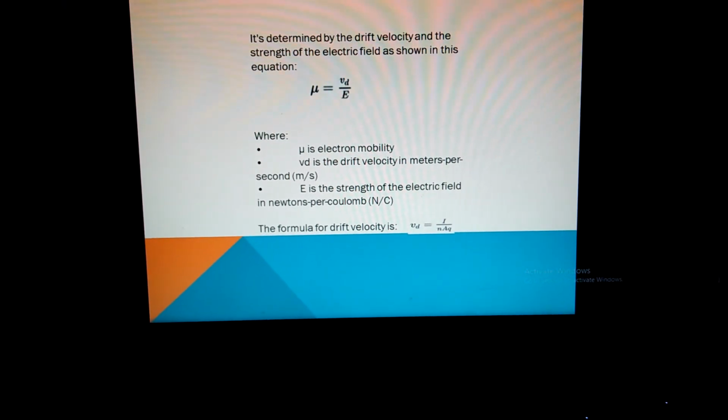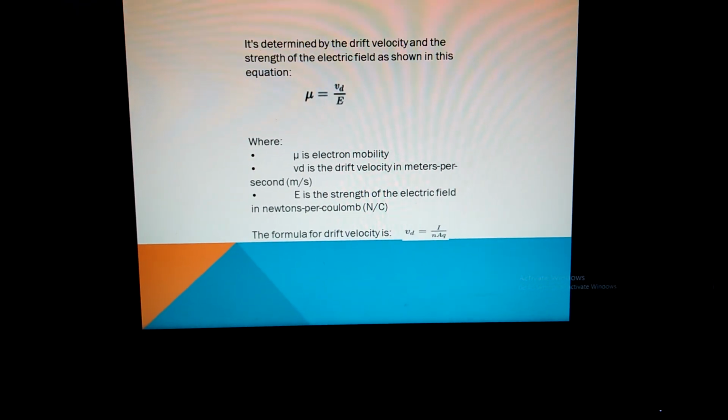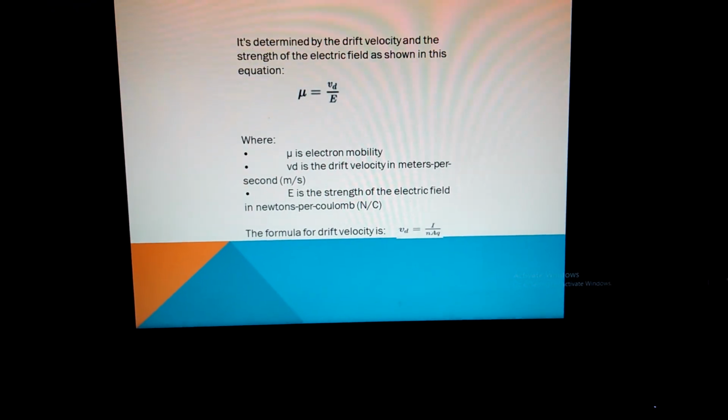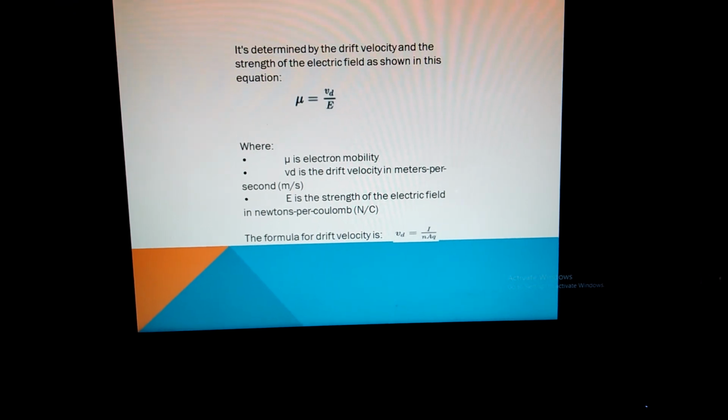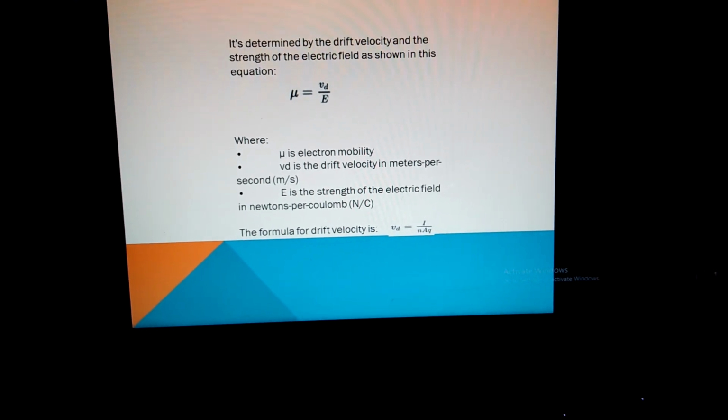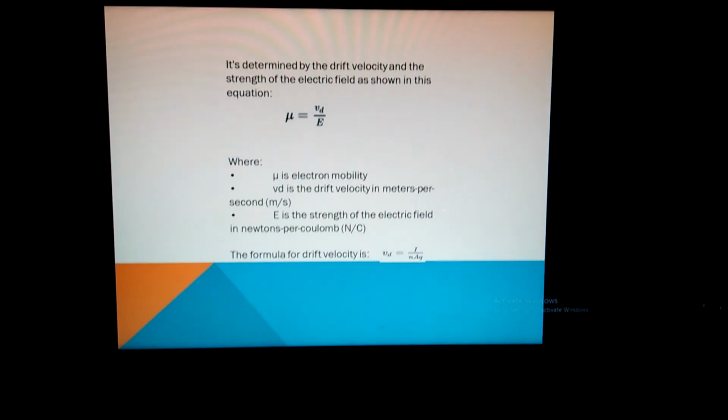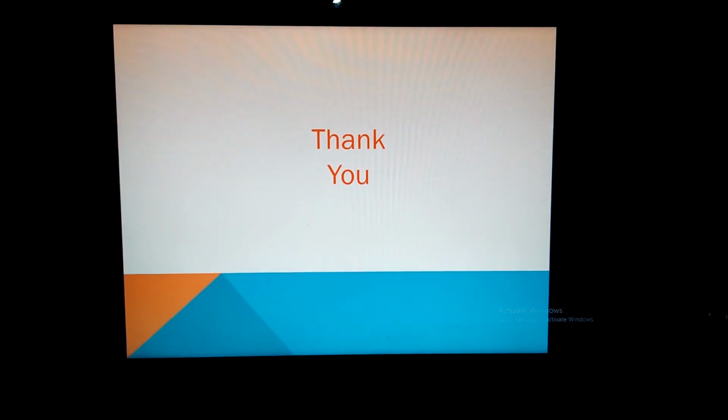The formula is drift velocity Vd is equal to 1 by nAq. Thank you.